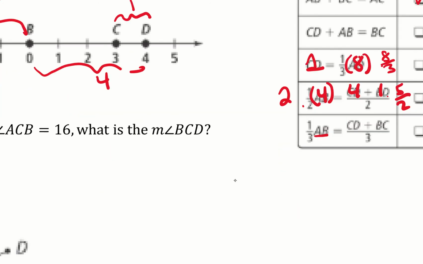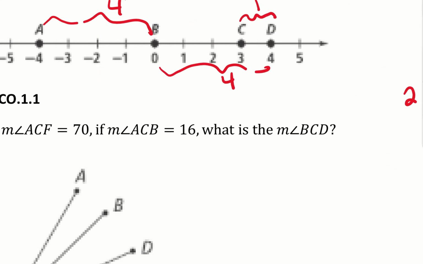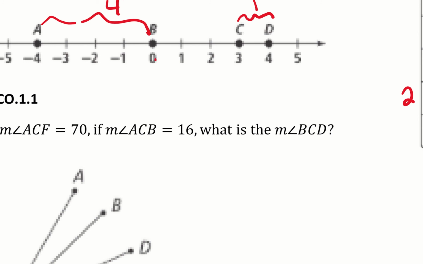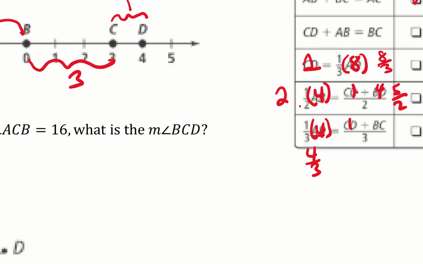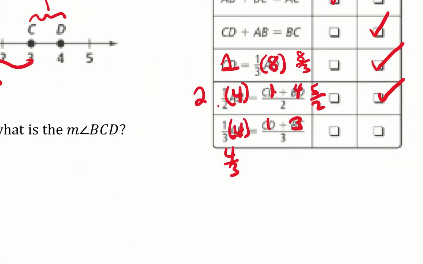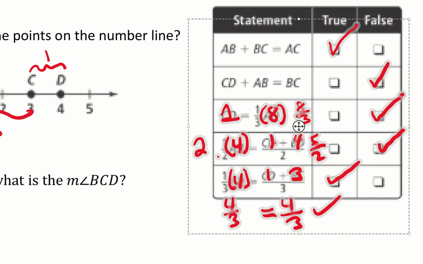Now we're going to do 1/3 of AB. Well, we just said that AB is 4. So 1/3 times 4 is 4/3. CD was 1 actually. So this is 4, this is 1. CD is 1. BC, on the other hand, is 3. Okay, so we have 1 plus 3 divided by 3. Well, 1 plus 3 is 4. And then we got 4 over 3. So this is true. They're the same on both sides. So we only got the first and the last one being true.